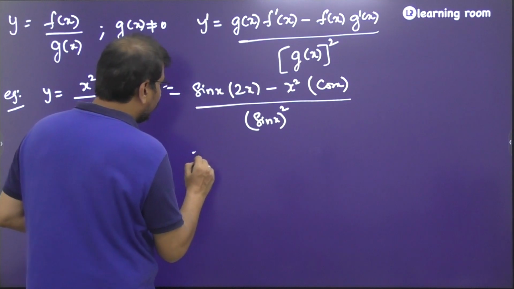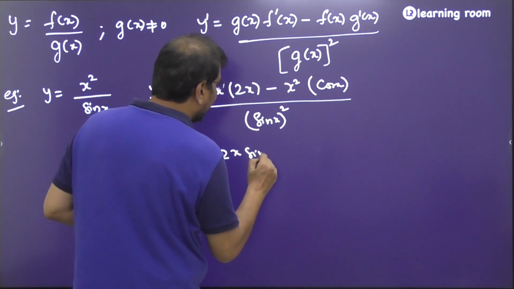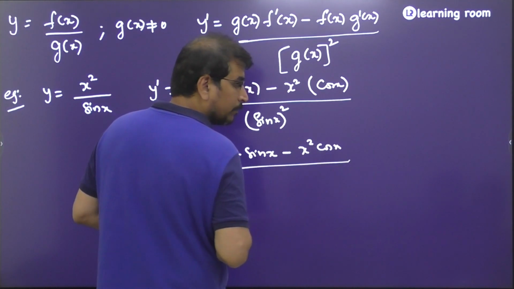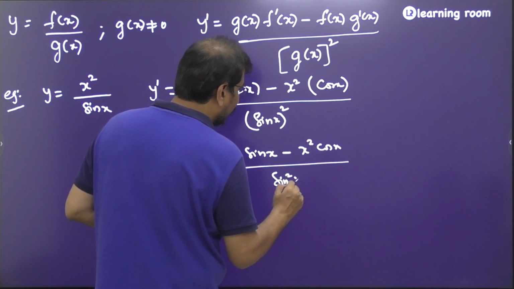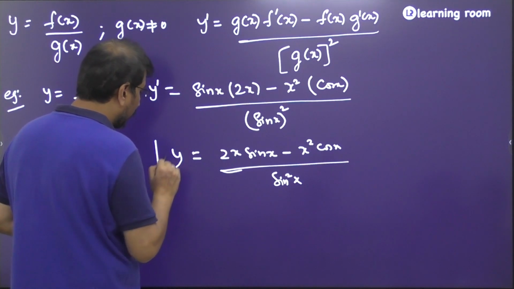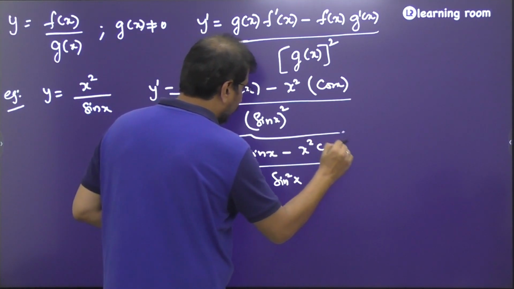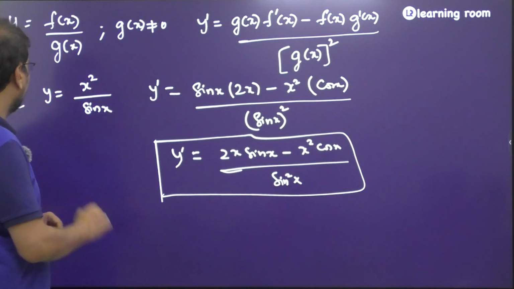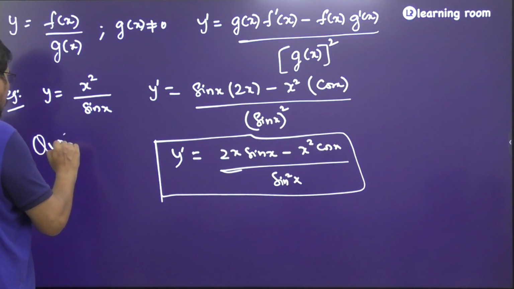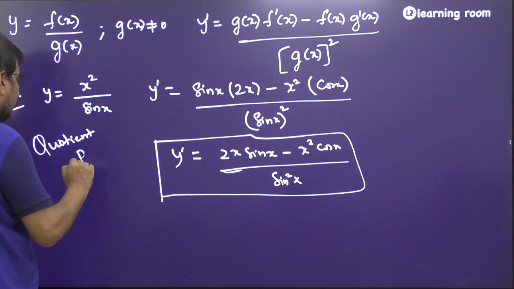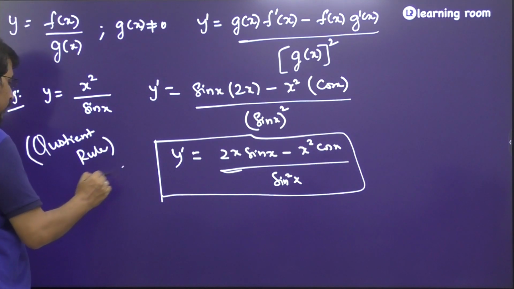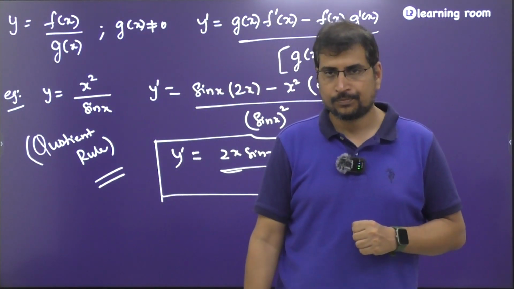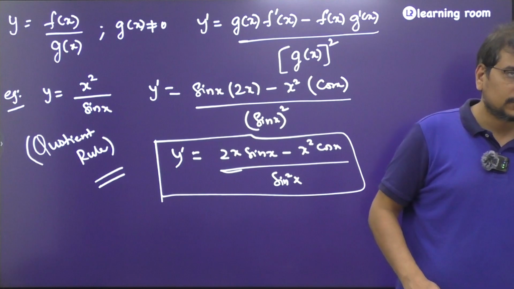Okay. So this will be 2x into sin x minus x square into cos x, the whole divided by sin square x, which is going to be y dash. I hope it is clear. So what do you call this? You call this the quotient rule. So basically you have two rules. What are they? Product rule and the quotient rule, right? So you can make a note of this.